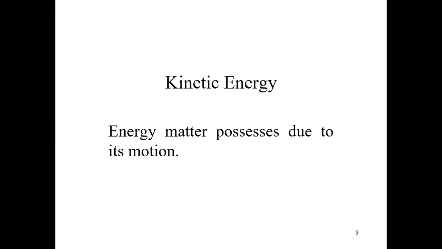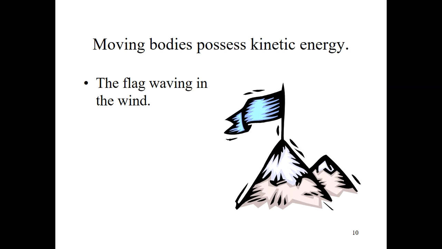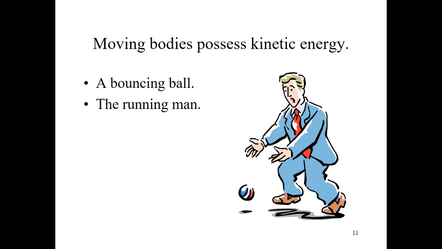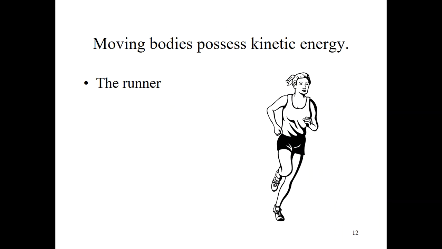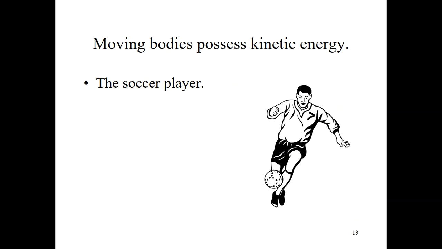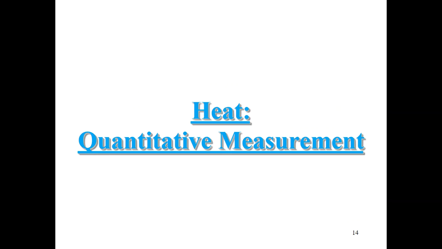All right? The next category of energy is known as kinetic energy. And it is the energy an object has by virtue of its motion. So anything that is moving has kinetic energy. So these are just some examples of kinetic energy. If you have a flag waving in the wind, or a bouncing ball, or a running man, or a soccer player who is also running, those are examples of kinetic energy.